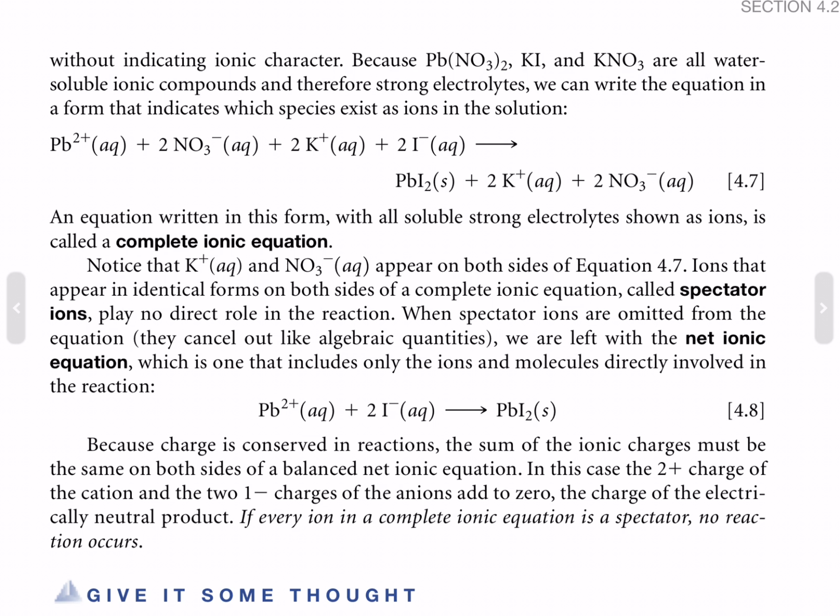In this case, the reaction is lead ion plus two iodide ions forming the solid lead iodide. Because charge is conserved in reactions, the sum of the ionic charges must be the same on both sides of the balanced net equation. In this case, the positive 2 charge of the cation and the two negative 1 charges of the anions add to 0, the charge of the electrically neutral product. If every ion in a complete ionic equation is a spectator, no reaction occurs.